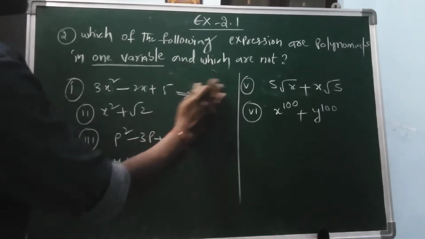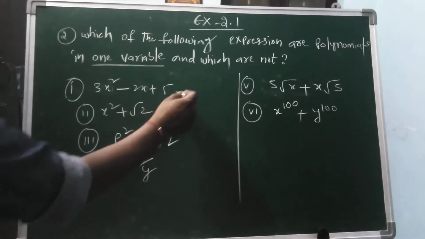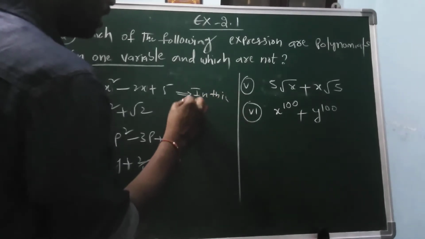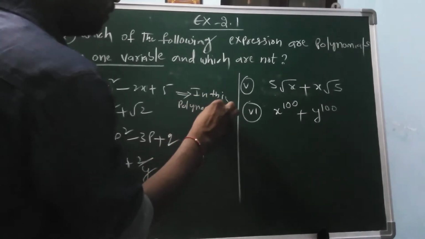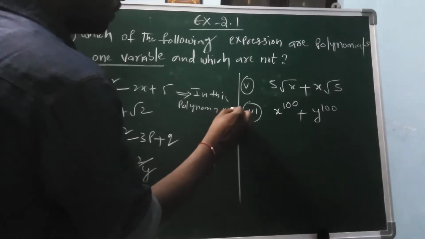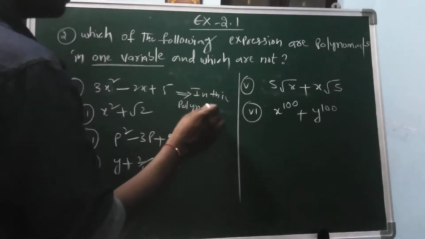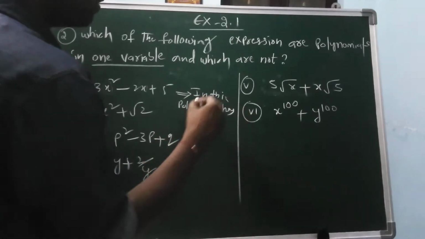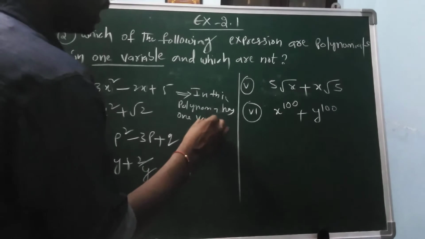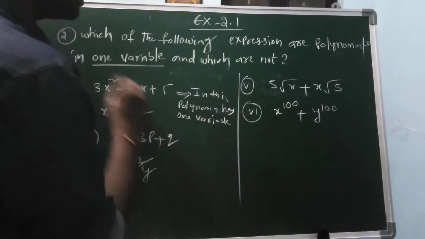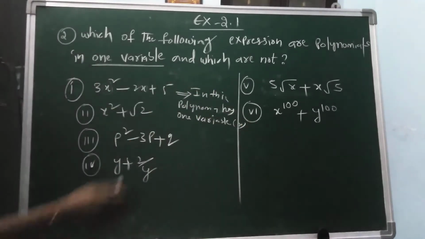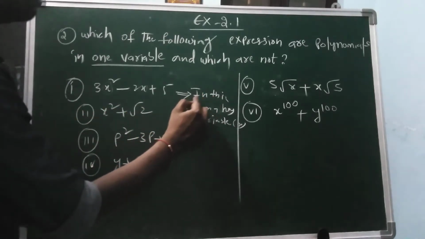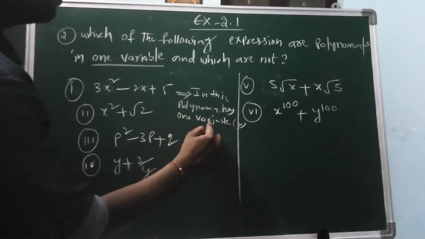So write down here clearly: in this polynomial we are using only one variable. It has only one variable. Right? The variable is what? x. Okay, so coming to the second problem. Write down simply the statement: this polynomial has one variable x.